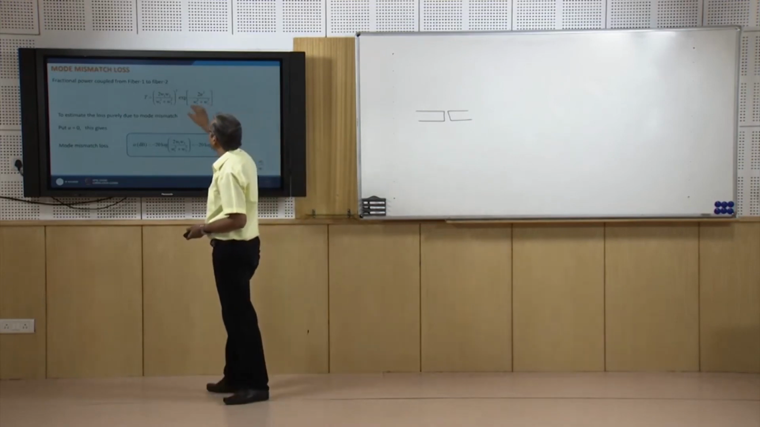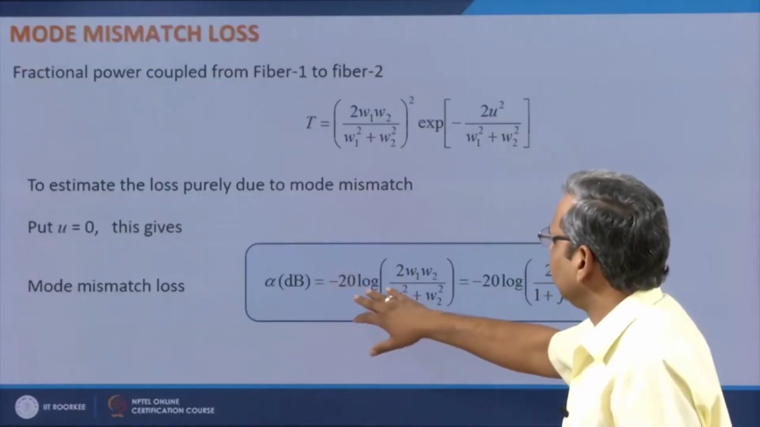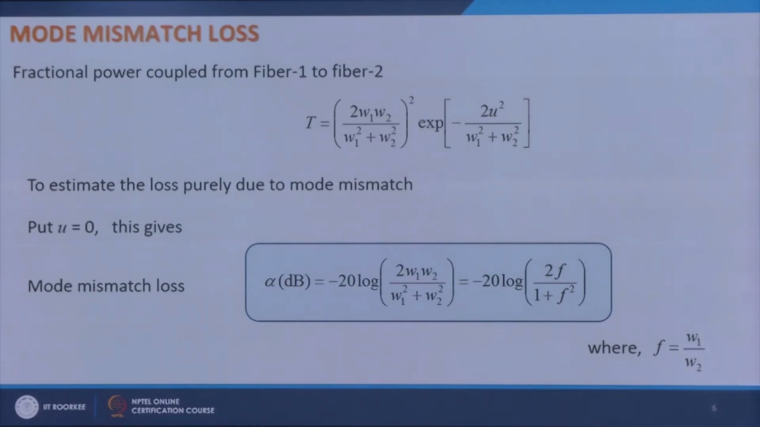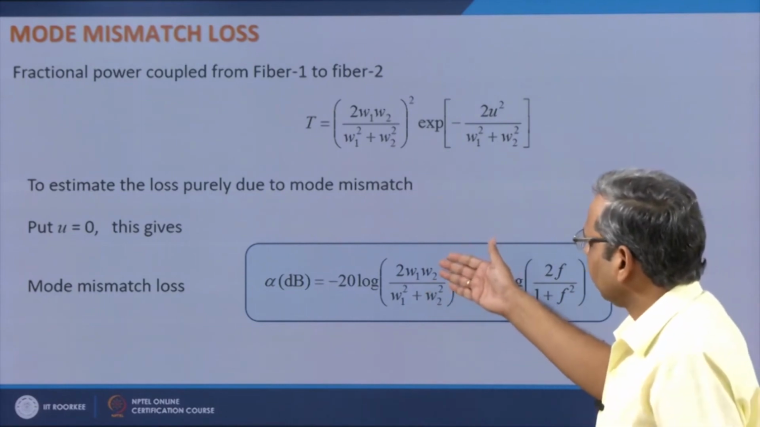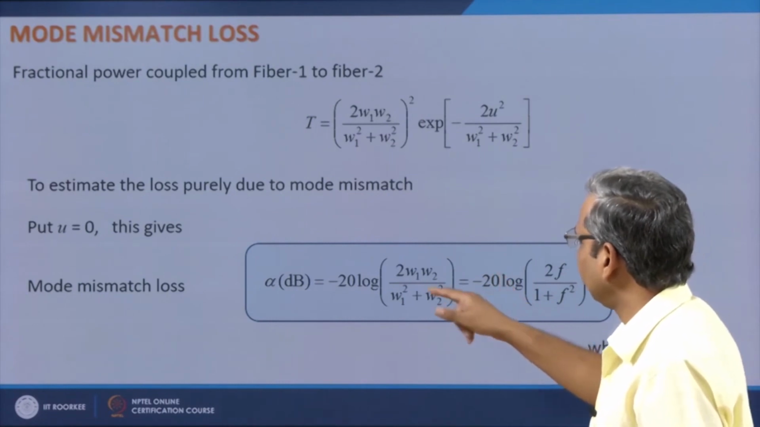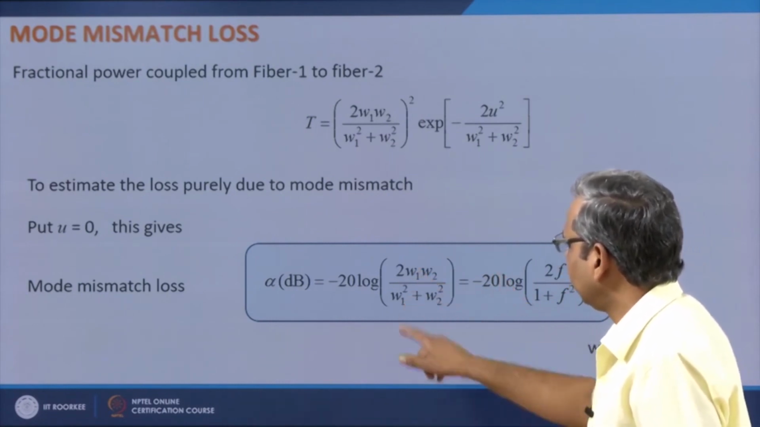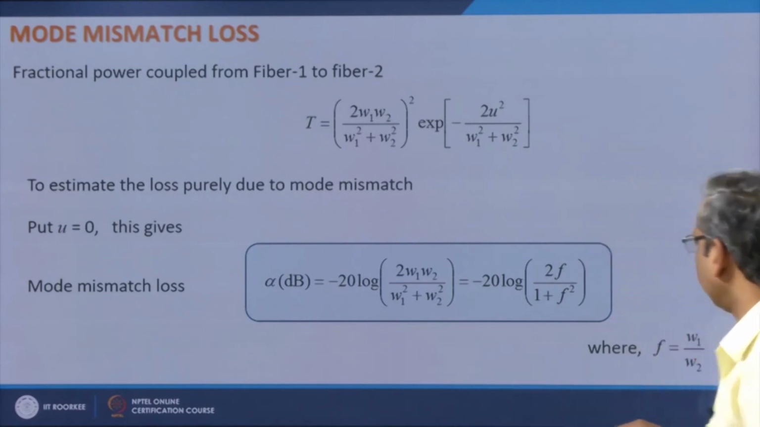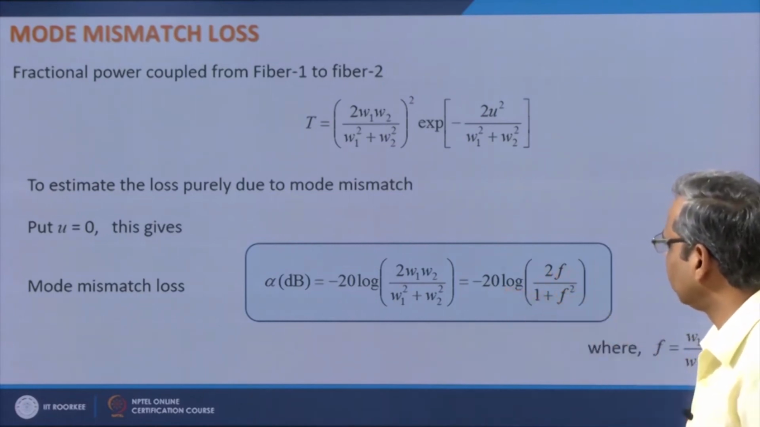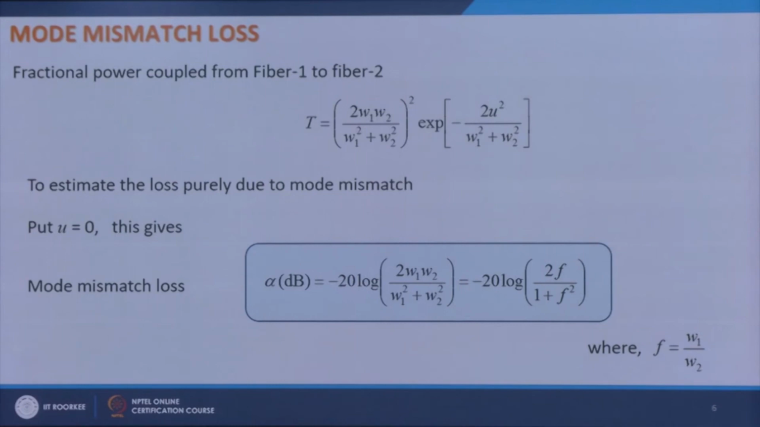If I put U is equal to 0 here, then alpha in dB would simply be minus 20 log 2 W1 W2 over W1 square plus W2 square. I can divide this numerator and denominator by W2 square, then I will have W1 over W2 here and W1 over W2 square here. If I define this W1 over W2 by F, then it can be written as minus 20 log 2F over 1 plus F square.